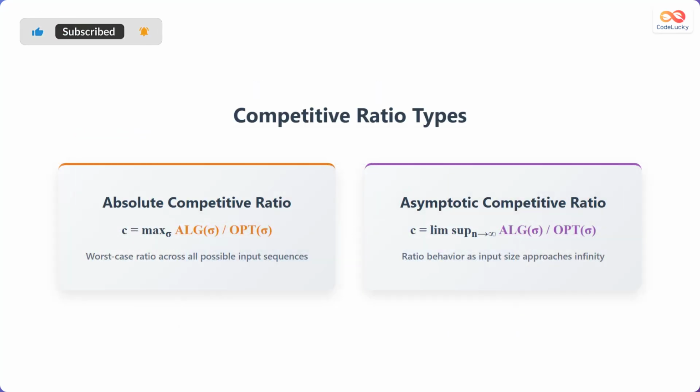There are different ways to define the competitive ratio. First one is the absolute competitive ratio, which is the worst-case ratio across all possible input sequences. The other one is the asymptotic competitive ratio, which describes the behavior of the ratio as the input size grows towards infinity.